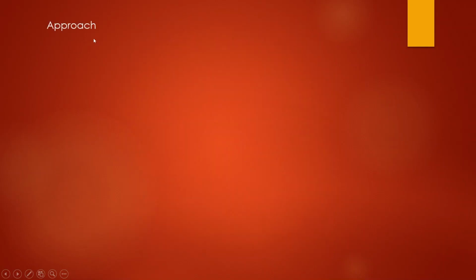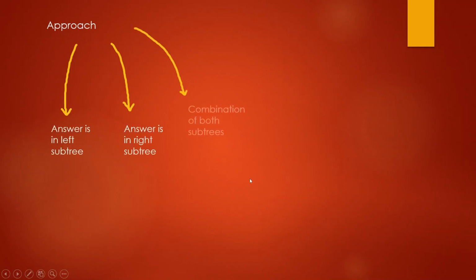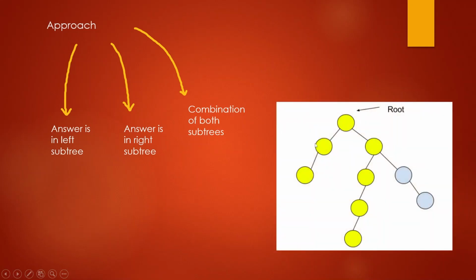Now let's try to solve this. So how will we solve this? We have a total of 3 approaches. So first of all, we can find the answer in the left subtree, or the answer is in the right subtree, or it's a combination of both subtrees. To explain it to you, the longest path between the nodes can be in this subtree right here. It can either be on the right subtree or it can be a combination of both, like it passes over the root node. So these are the 3 cases we have.